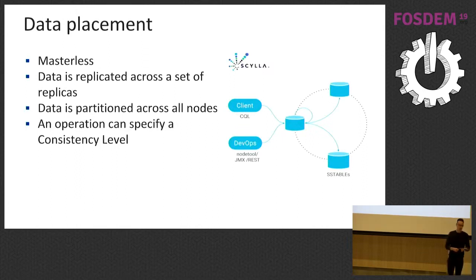A particular piece of data is replicated across a set of replicas, and the full data set is partitioned across the whole cluster. When a user performs a read or write, he can specify the consistency level, which is how many replicas should acknowledge the operation before it is considered successful to the client.